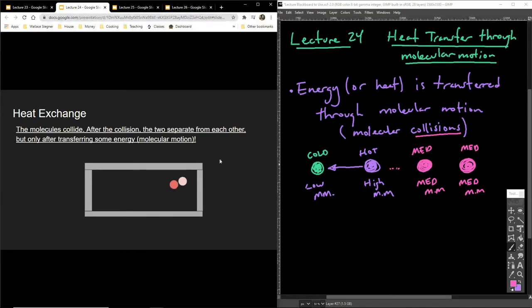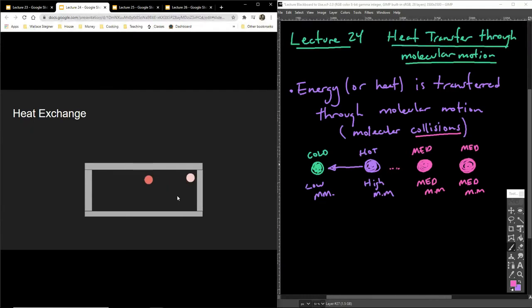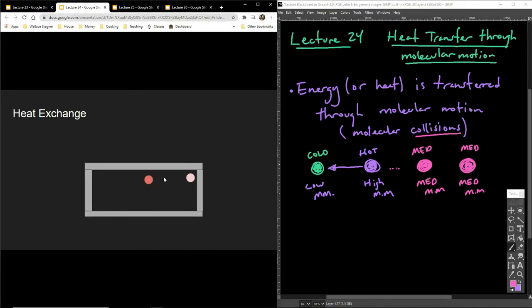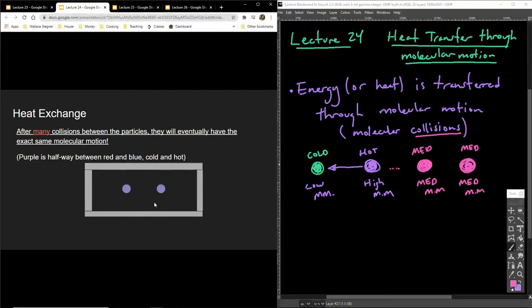When they collided, the blue molecule gained some molecular motion, and the hot molecule lost some molecular motion. Okay? And what they'll do is they'll fly apart from each other, just like billiard balls do on a billiard table. Now, it doesn't stop there, right? Because they're still bouncing around inside the box. And eventually, they're going to collide again. And after many, many, many collisions, okay?